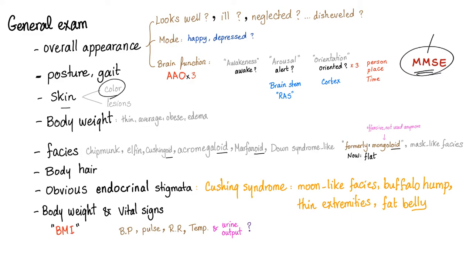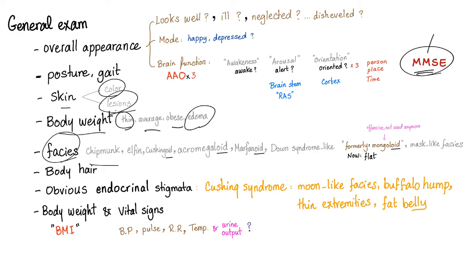Skin, color of the skin, cyanosis, jaundice, etc. Lesions, spider nevi, purple stria, etc. Body weight, does the patient look thin? Does the patient look average, obese? Edema, swelling. Where's the swelling? Around the eyelids? The ankle? It depends.